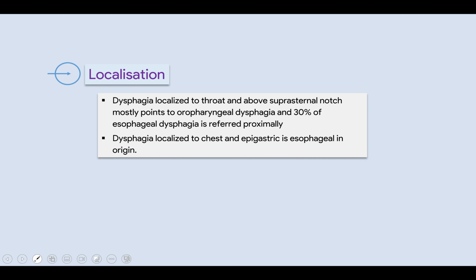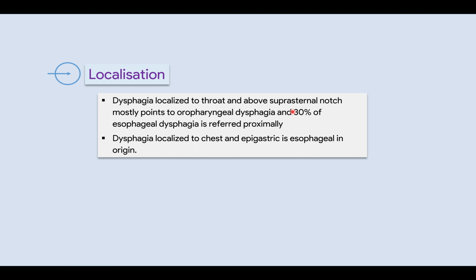Now, can we localize what kind of dysphagia it is? Definitely. There are some soft signals or surrogate markers. Dysphagia localized to the throat and above the sternal notch mostly points to oropharyngeal dysphagia. That means if the oral phase or pharyngeal phase is affected, the pain or dysphagia would be localized to either the throat or above the sternal notch. That will point to it, though 30% of esophageal dysphagia is referred proximally. Dysphagia localized to the chest or epigastrium is esophageal in origin.